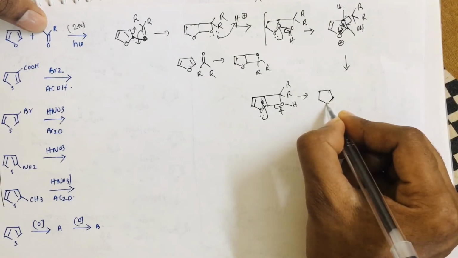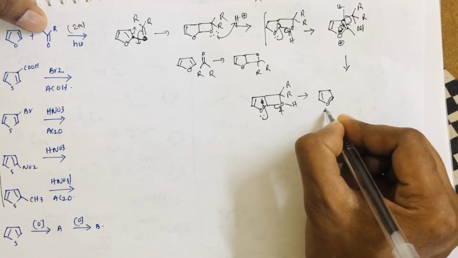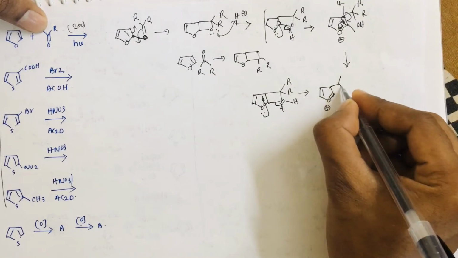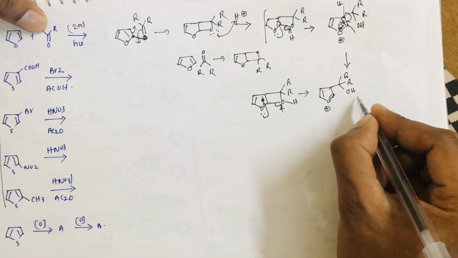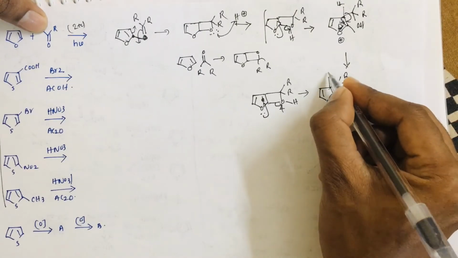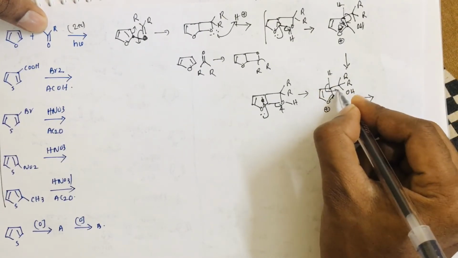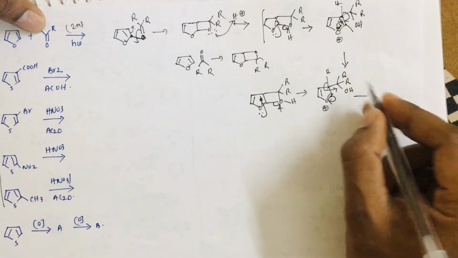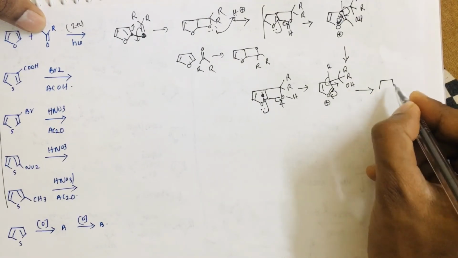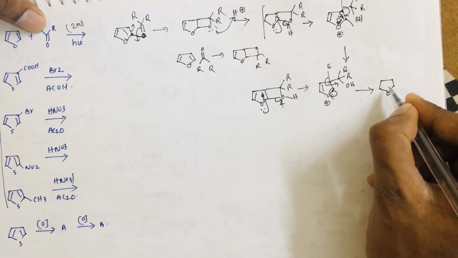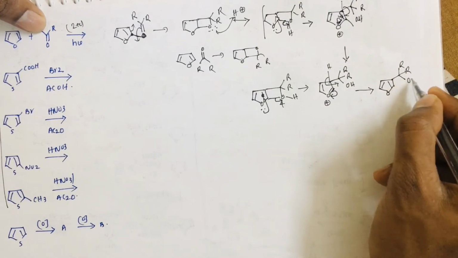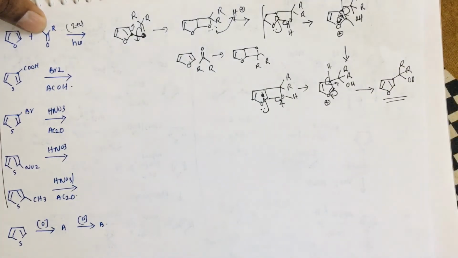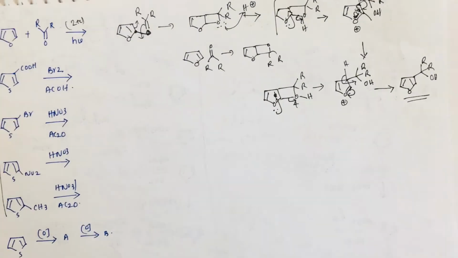Now we have a plus charge here, R and OH, and next this hydrogen forms a bond here, and this double bond comes on to the oxygen. So we'll have this kind of compound here. So this is the product we'll get in this reaction.